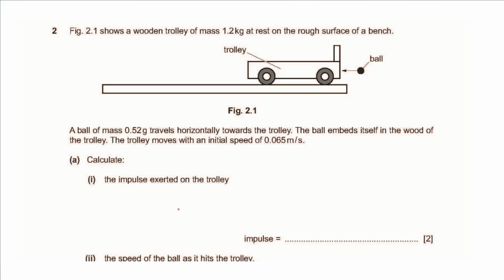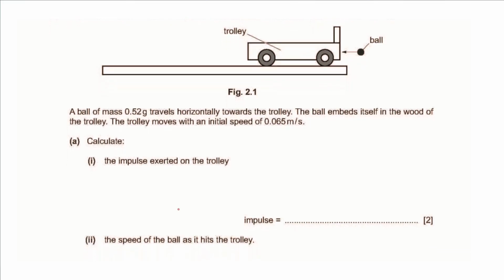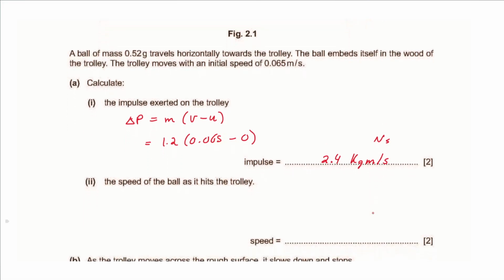Part A I says calculate the impulse exerted on the trolley. So the impulse is equal to the change in momentum, which is equal to mass multiplied by the change in velocity. We have the mass 1.2 and the final velocity 0.065. Initial velocity is 0. That gives an answer of 2.4 kilograms meters per second or newton second, either unit. Part II says calculate the speed of the ball as it hits the trolley.